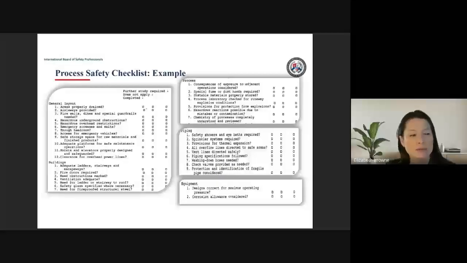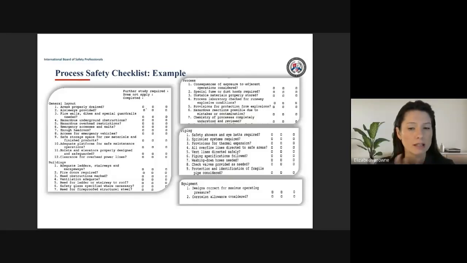Here's an example of some process safety checklists that would sufficiently demonstrate the general layout of the facility, the physical building itself, just asking questions that might be easy to overlook. Then we come over and we have things laid out in different categories, process, piping. And when we're looking at piping, it's not just, is everything labeled, but are the safety showers and eye baths required? Adding something about, are they labeled appropriately?